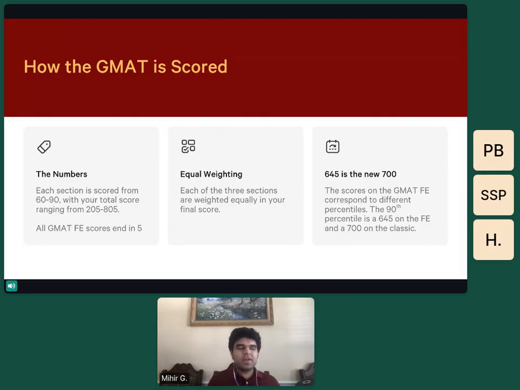One important thing to note here is that 645 is the new 700. The scores on the new GMAT Focus Edition correspond to different percentiles as compared to the classic GMAT. The 90th percentile on the new GMAT Focus Edition is a 645, whereas on the old classical edition, it was a 700. So a lot of people are interpreting this as it might be easier to score higher on the new GMAT FE.